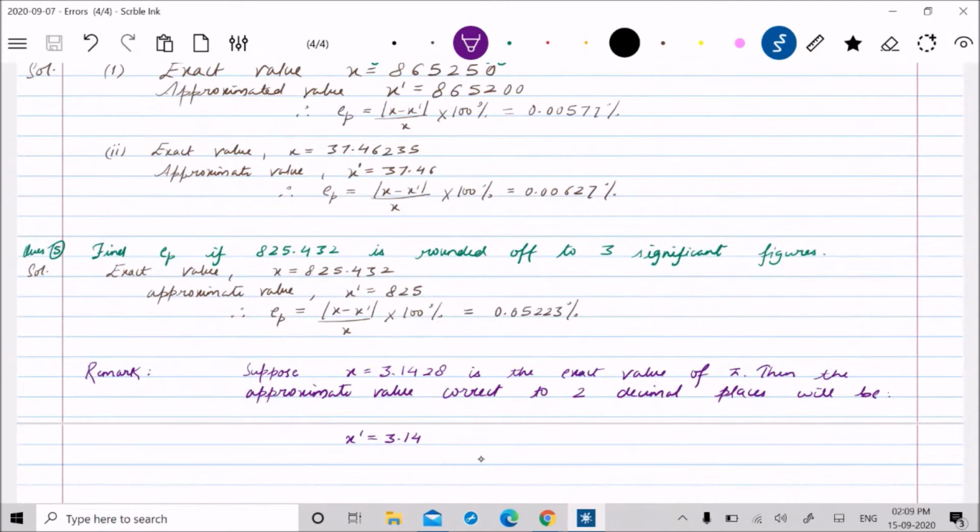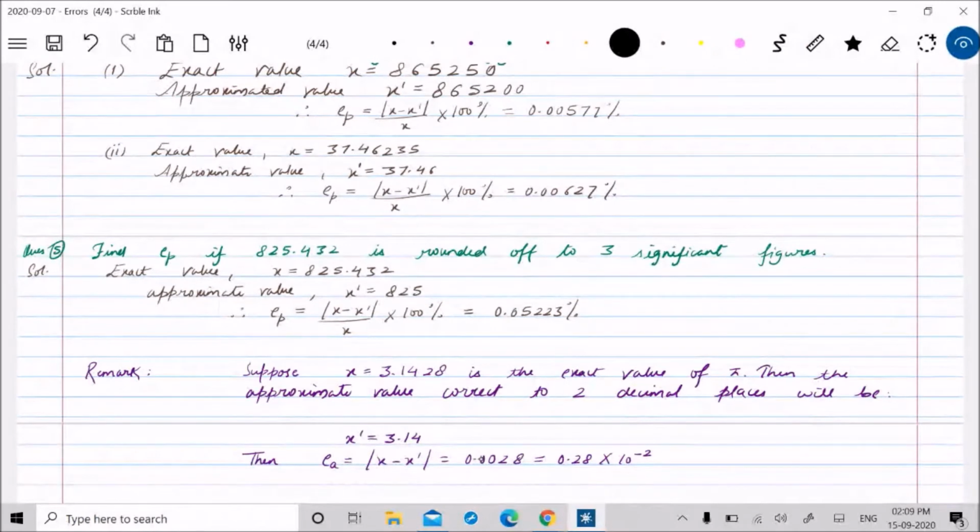Okay, then if you calculate the absolute error, and of course that is mod of x minus x dash, and if you subtract these two numbers, then you will be getting 0.00 and 28. Am I correct? Is it acceptable? Yes or no? Yes, sir. And this can be written as 0.28 multiplied by 10 to the power minus 2. Fine. So you observe that you were required to write the approximate value of pi correct to 2 decimal places, and that's why this 2 appeared in the power of 10 with a negative sign.